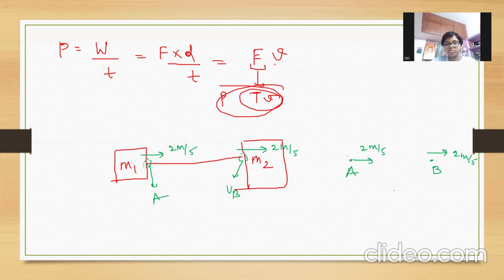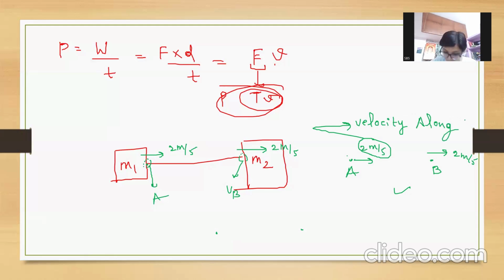This is correct. This 2 meter per second is what? It's the velocity along the string. You should say velocity in the direction of the string. I'm talking about velocity along a string. I'm not talking about any other velocity. Velocity along a string must be the same.